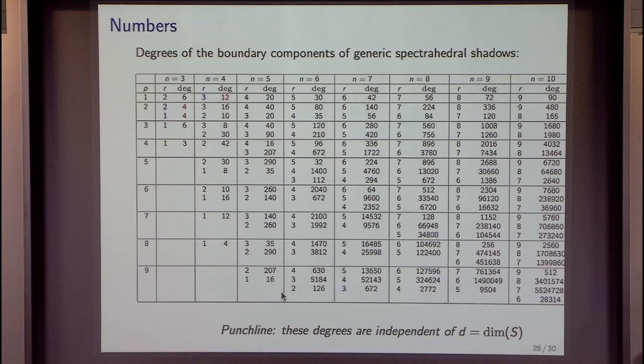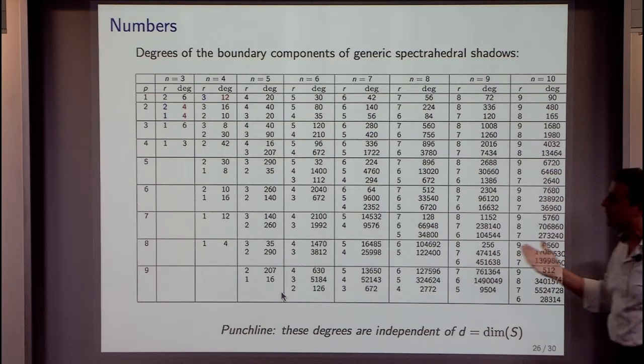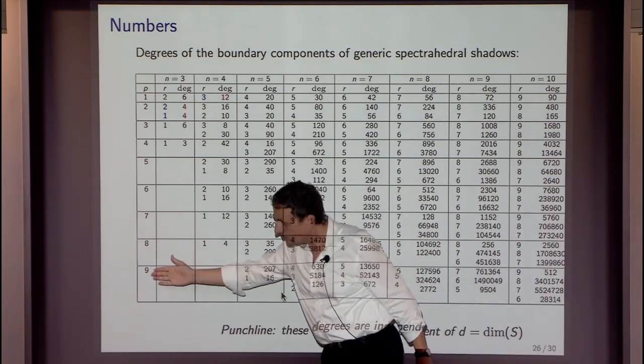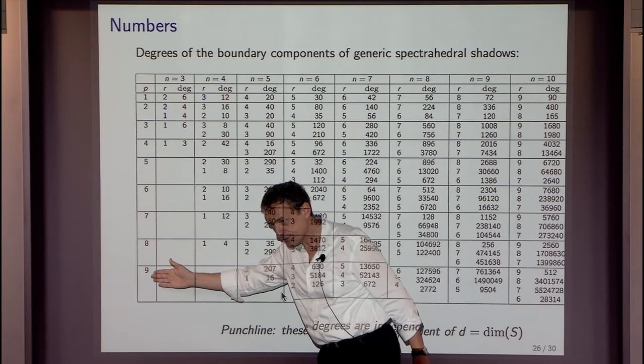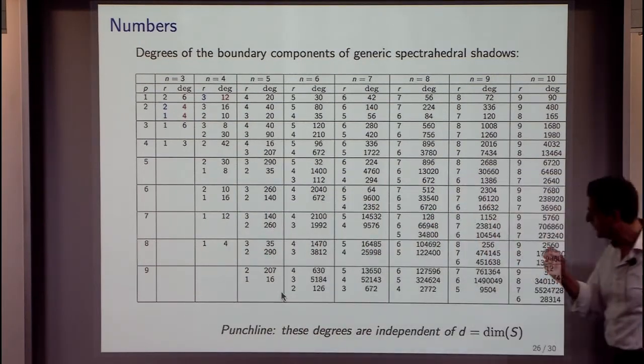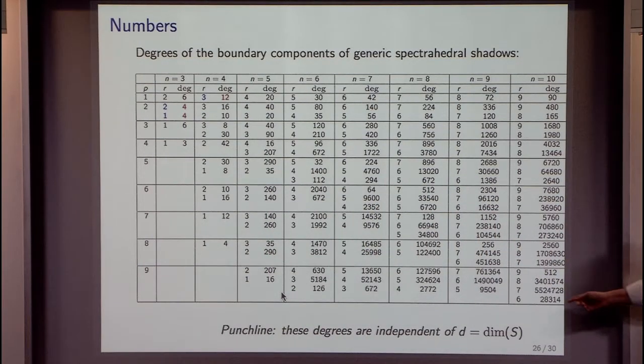So what we're saying is, if you take a 10 by 10 matrix, you specify a spectrahedron upstairs, and you map it down by a codimension 9 projection, then in the boundary, you're going to expect to see matrices of rank 9, 8, 7, and 6. And these are the degrees of the polynomials that cut out those red boundaries.